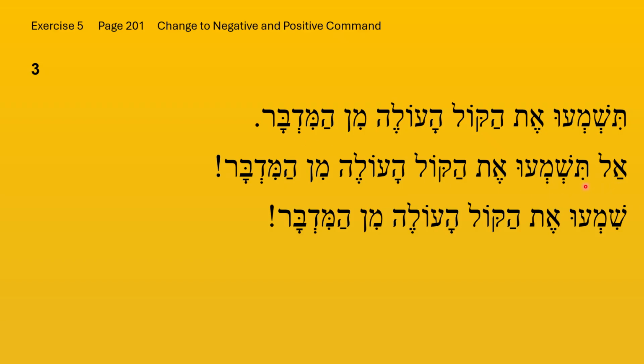In the negative, al tishmeu et hakol ha-ole min ha-midbar. Do not listen to the voice going up or ascending from the desert. And in the command form here, just dropping the tav, shim'u et hakol ha'ole min hamidbar. So this would be listen to the voice ascending from the wilderness or the desert.